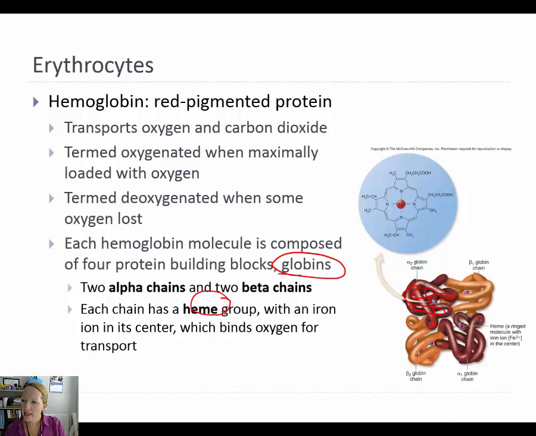And then right smack dab in the center of it is going to be an ion, right in the middle. This is where oxygen actually binds, right there. It's a very weak binding, and it needs to be, because we need to be able to detach oxygen easily whenever it gets to the tissues.